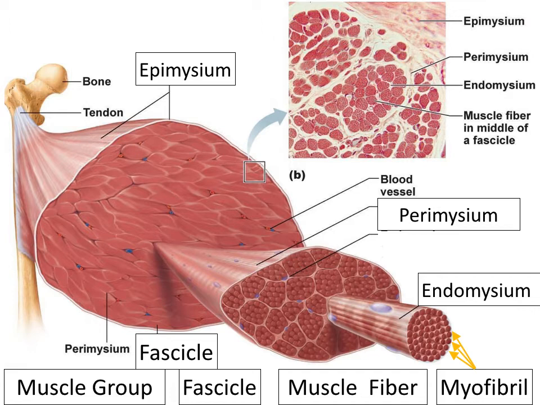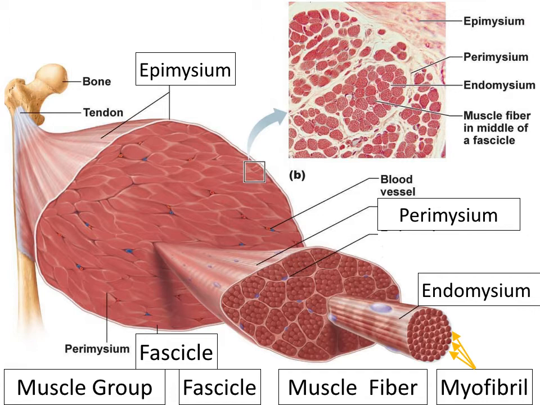It's surrounded by the first wrapping, which is called the epimysium. The epimysium is superficial fascia. The next level of organization after muscle group is called a fascicle. If you look inside of a muscle group, in this particular diagram, maybe 20 or so fascicles. Now, that number of course varies. There's not always going to be 20, but the point is that you can see those fascicles with the naked eye. You don't need a microscope to see fascicles.